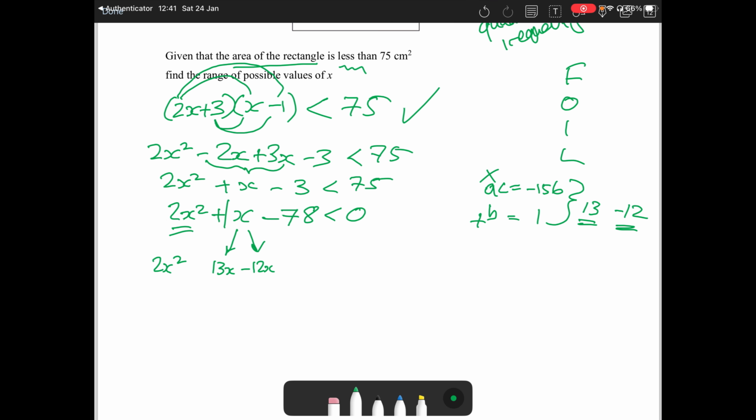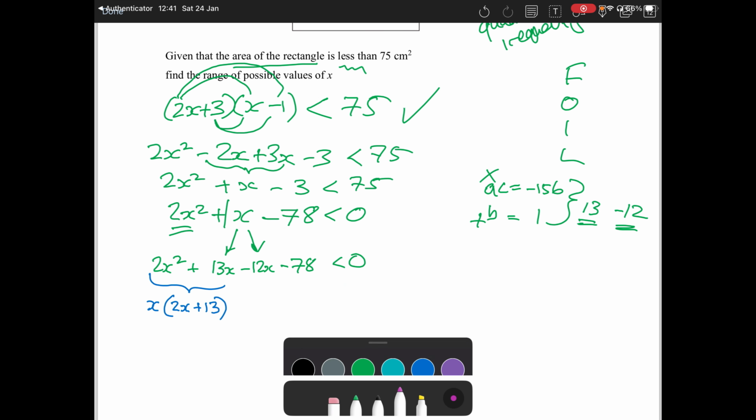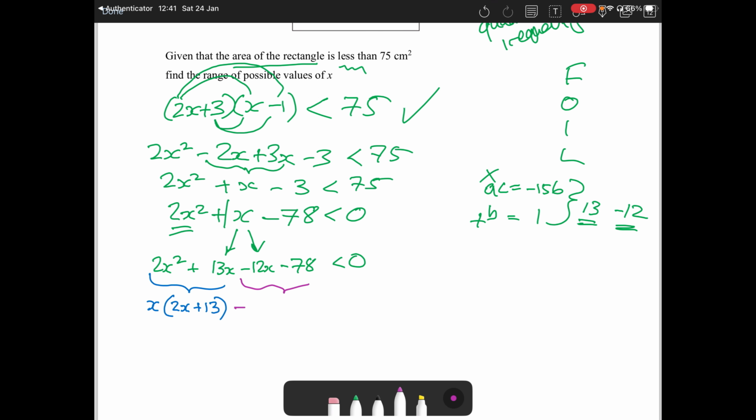I'll copy out the first term, 2x squared, and I'll copy out the last term, minus 78. Cool. And then we factorize the first and last pair, right? So if I factorize the first two, the only common term here is x, and inside brackets, I'm going to write 2x plus 13. If I do the same with the second pair, they're both negative, so I'll factor out a negative 1.